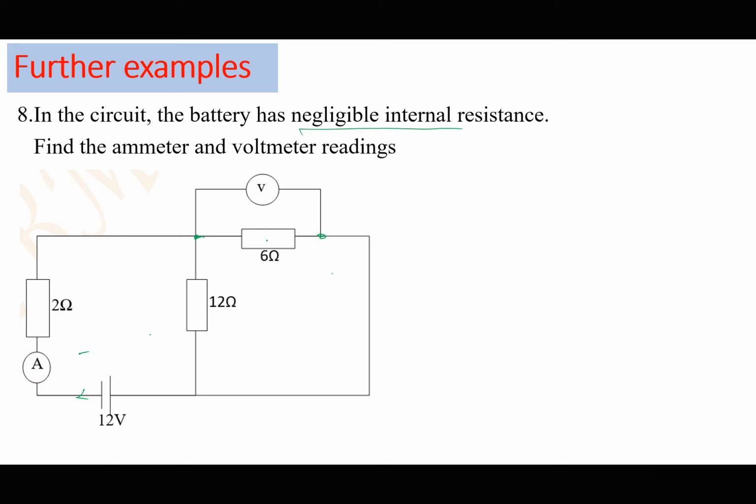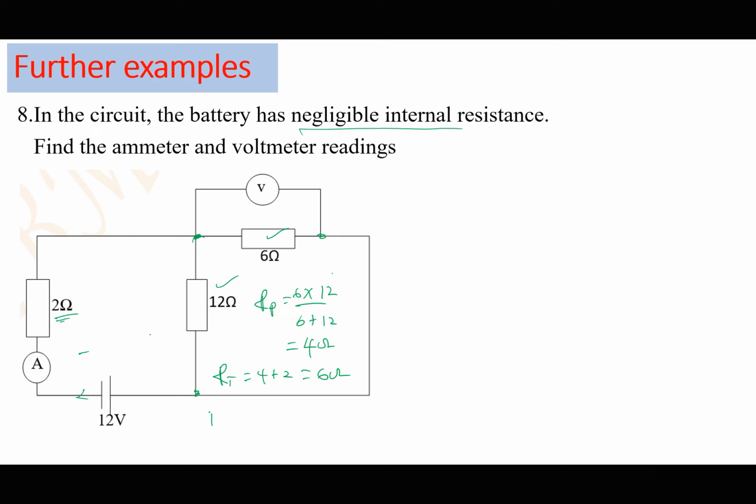So this resistor and this one are in parallel because they have two common points. The resultant is in series with the 2 ohms. Resistance in parallel is 6 times 12 over 6 plus 12, which gives us 6 times 12 divided by 18. So this is 4 ohms. 4 ohms is in series with 2 ohms, so the total resistance is 4 plus 2, which gives us 6 ohms.